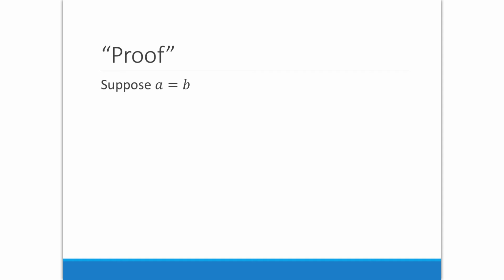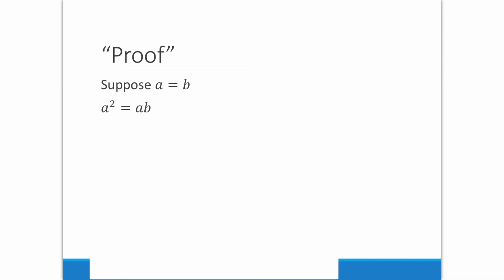proof, or proof in air quotes. So we're going to suppose A is equal to B. Then I'm going to multiply this equation by A. So I'm going to multiply by A and A. That's going to give me A squared equals AB. Now I'm going to subtract B squared from both sides.